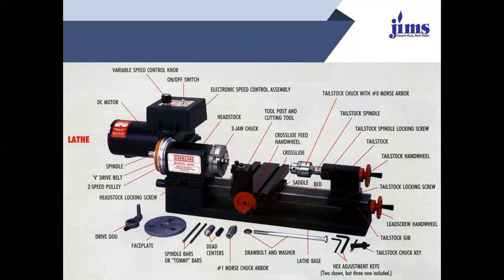There is a saddle, a cross slide, a hand lever, cross feed hand lever, toolbox and the cutting tools. The headstock is there, and a three-jaw chuck is available at the end of the motor.